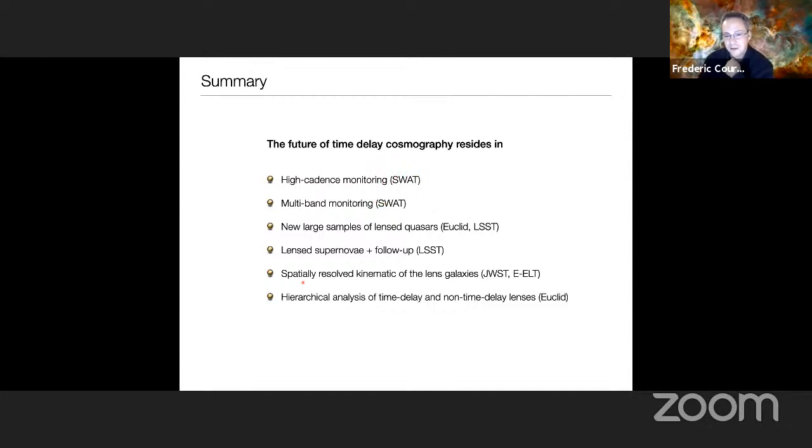And then, of course, if James Webb works, hopefully, and the VLT works also, especially its adaptive optics system, we can get spatially resolved kinematics of lens galaxies and improve even further our H-dot measurement. So that's one avenue. The other avenue is this hierarchical Bayesian analysis of time delay and non-time delay lenses. And Euclid will provide especially the second type of lenses. Okay, I think I stopped there.